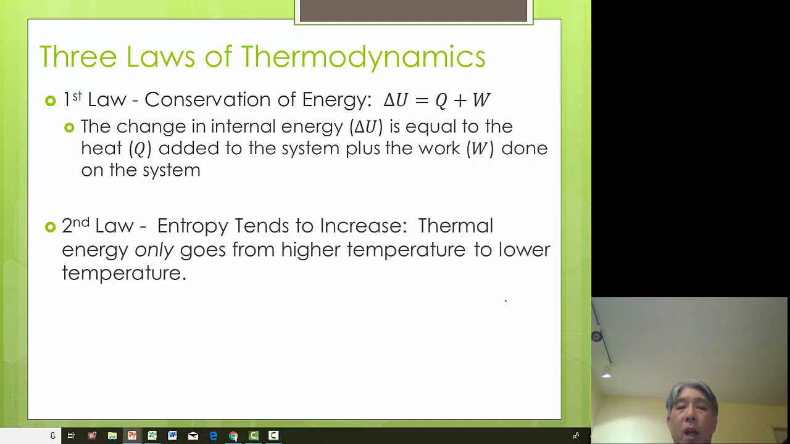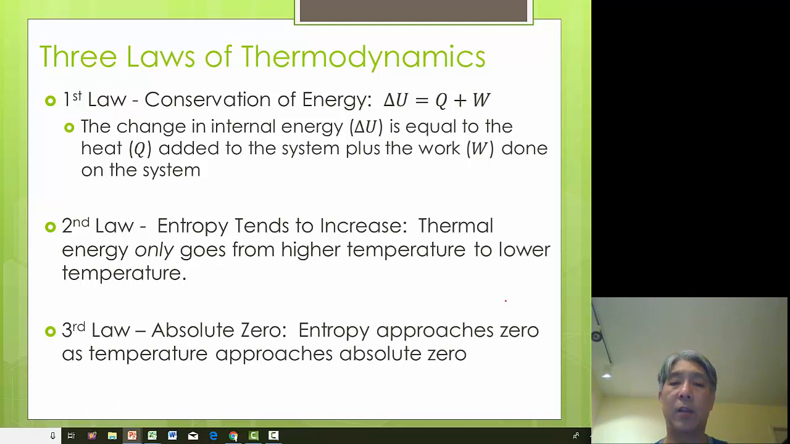The second law gets quoted a lot as, entropy or the randomness of the universe is always increasing, which doesn't really help us too much in the level of physics that we're working with. What you need to understand is that the thermal energy only goes from the higher temperature to the lower temperature. Okay, so heat energy goes from hot to cold, never from cold to hot. And the third law is basically absolute zero, that says entropy approaches zero as temperature approaches absolute zero.